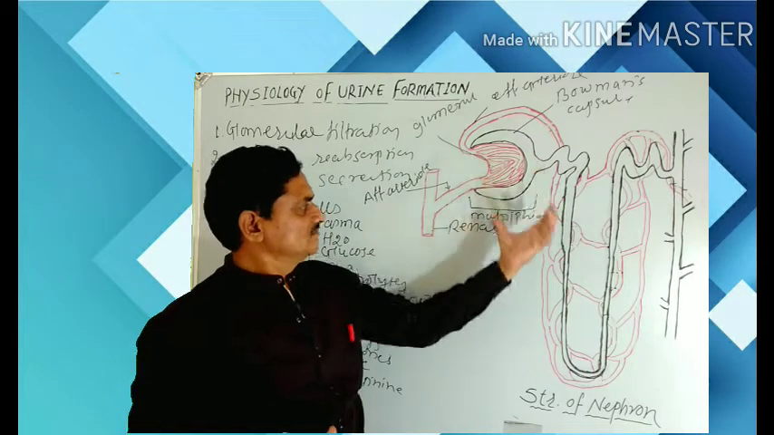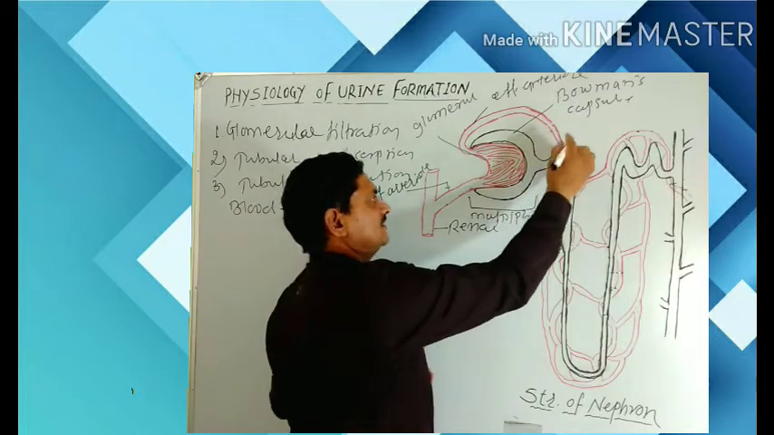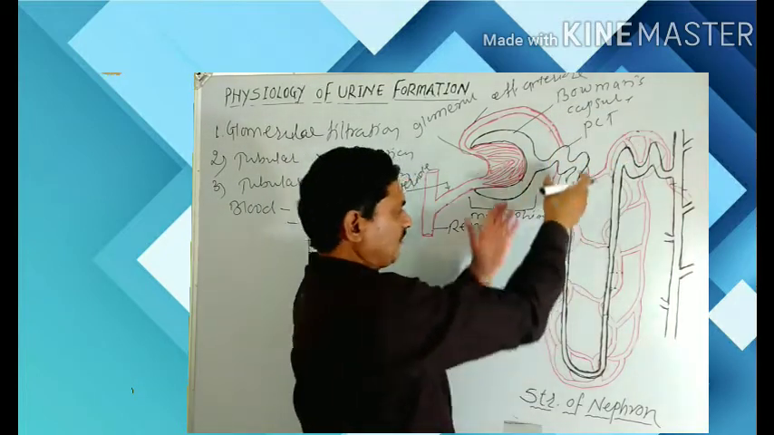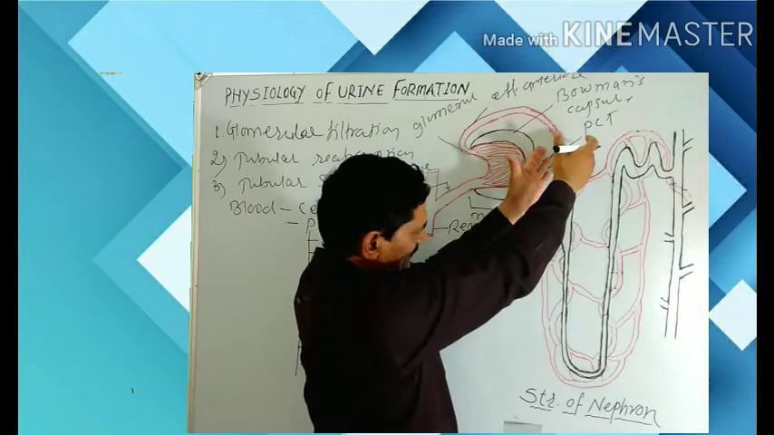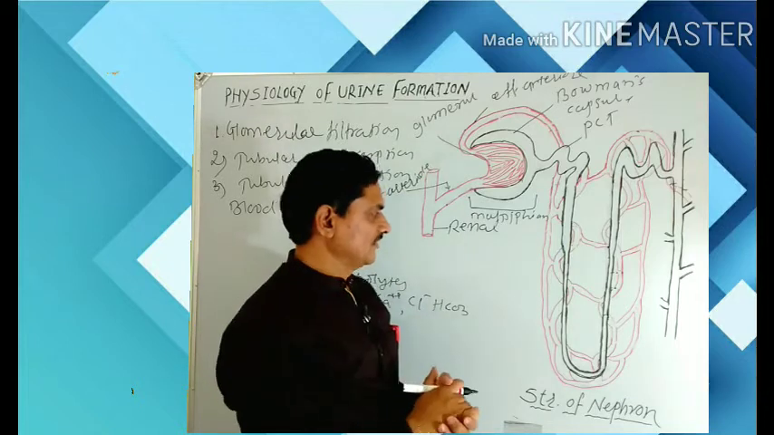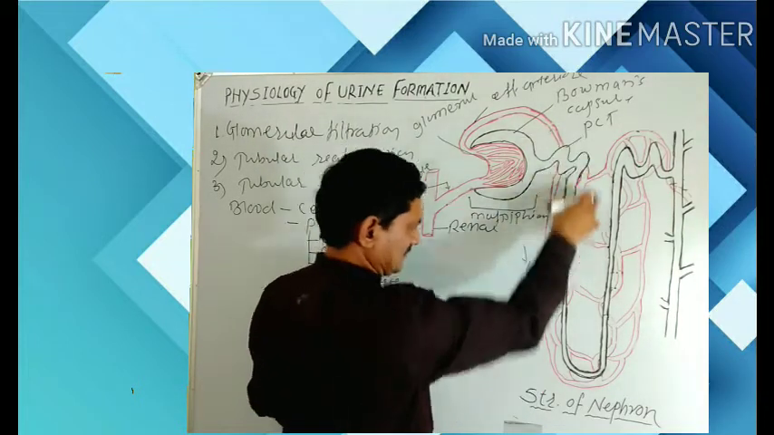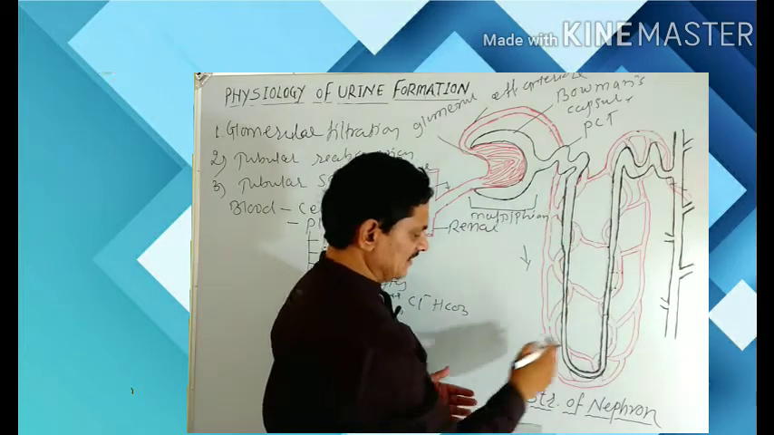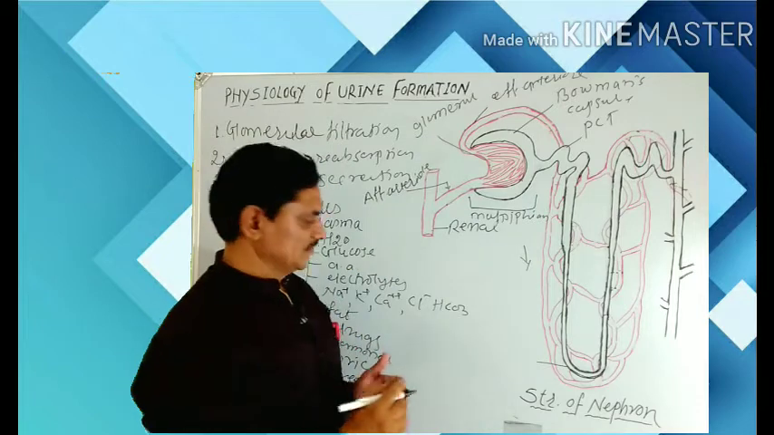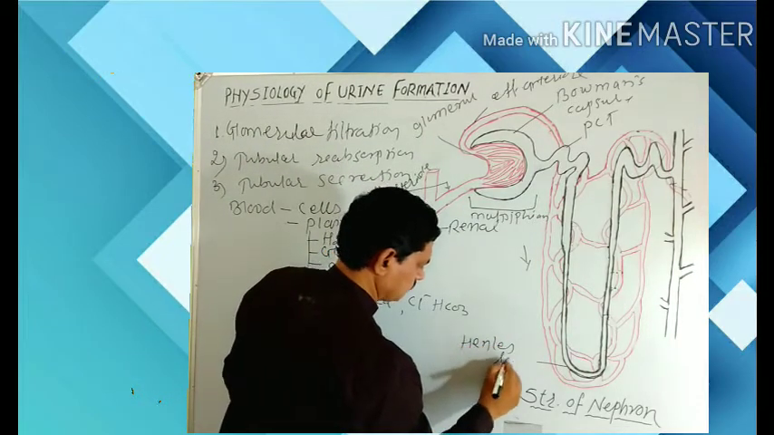Beside this Malpighian body, or the Bowman's capsule and glomerulus, here is the proximal convoluted tubule. This proximal convoluted tubule runs straight into the medulla of the kidney as a descending limb. It turns and forms a U-shaped loop. This is the Henle's loop.